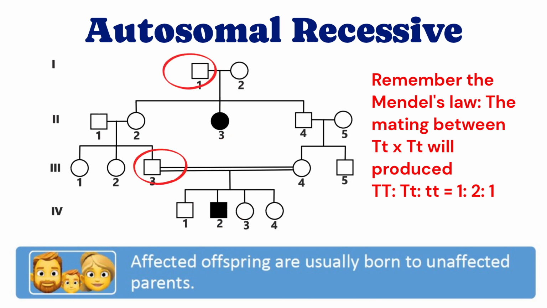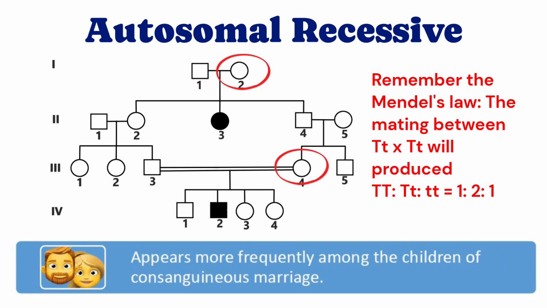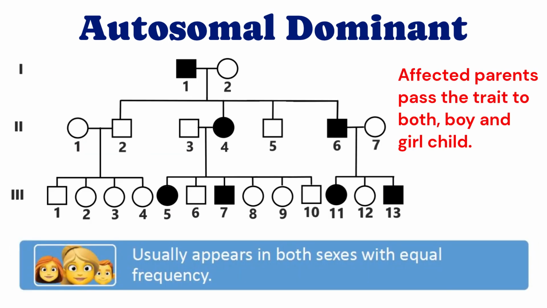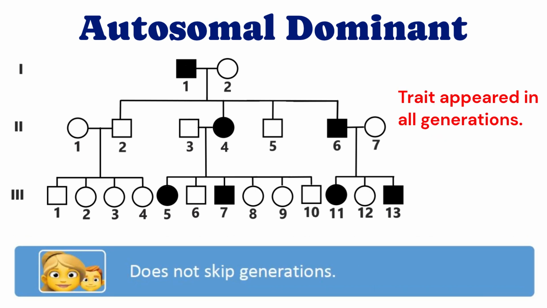When both parents are heterozygous, approximately 1/4 of the offspring will be affected. It appears more frequently among the children of consanguineous marriage. An autosomal dominant trait usually appears in both sexes with equal frequency. Both sexes transmit the trait to their offspring and it doesn't skip generations.